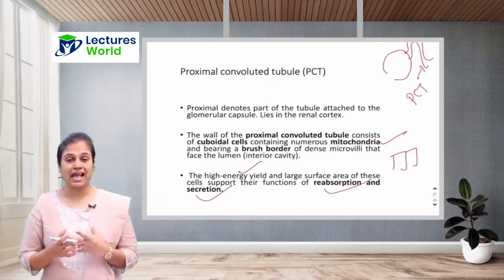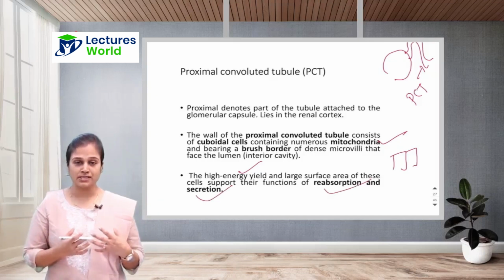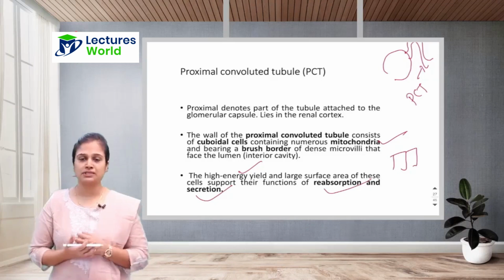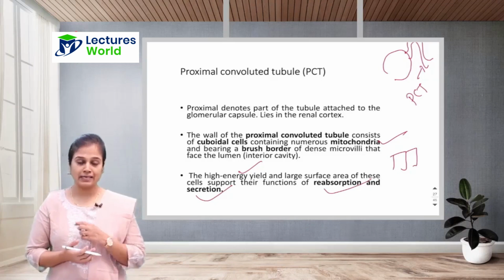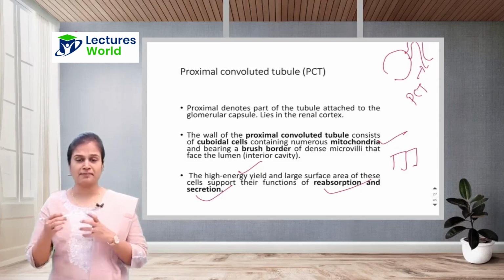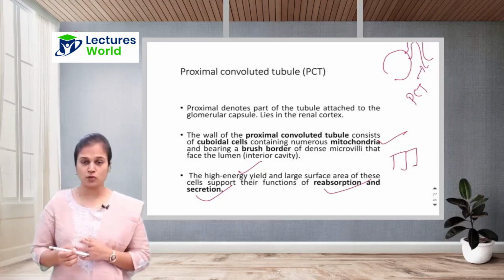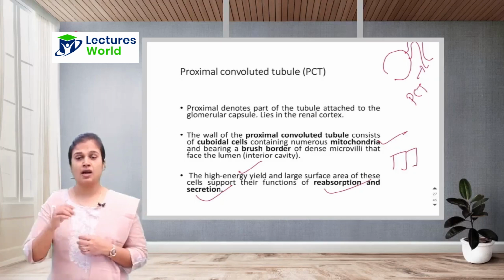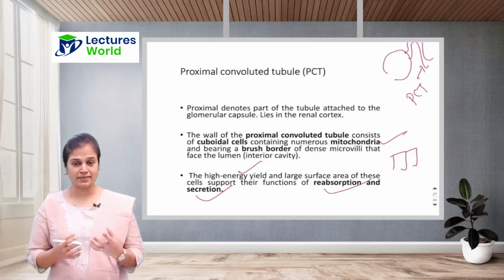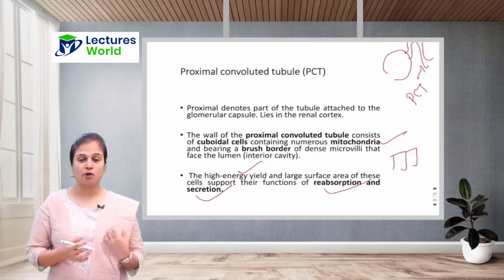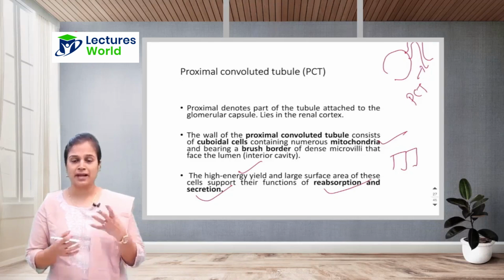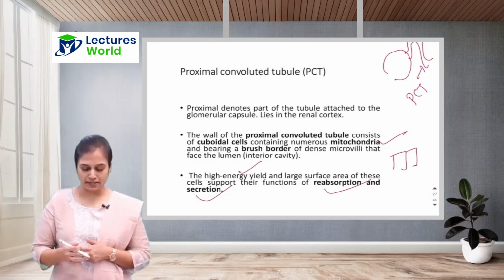The PCT has cuboidal cells, and cuboidal cells contain numerous mitochondria and have a brush border. This brush border is of dense microvilli, and as we know, microvilli give more surface area. Because of this more surface area, they can perform reabsorption and secretion, while the mitochondria provide high energy.